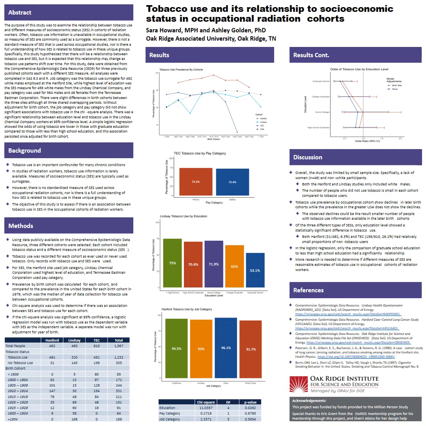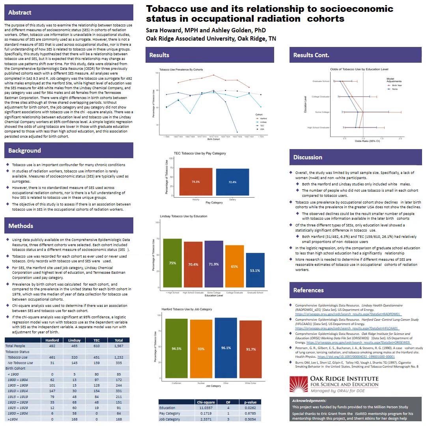Prevalence by birth cohort was calculated for each cohort and compared to the prevalence in the United States for each birth cohort in 1979, which was the median year of data collection for tobacco use between occupational cohorts. Chi-square analysis with a 95% confidence level was used to determine if there was an association between SES and tobacco use for each cohort. If the chi-square analysis was significant, a logistic regression model was run with tobacco use as the dependent variable and SES as the independent variable.